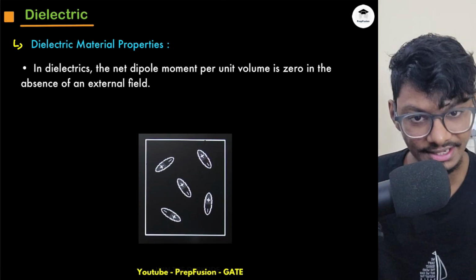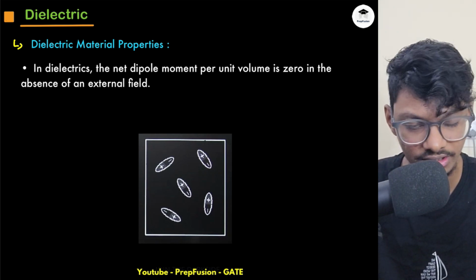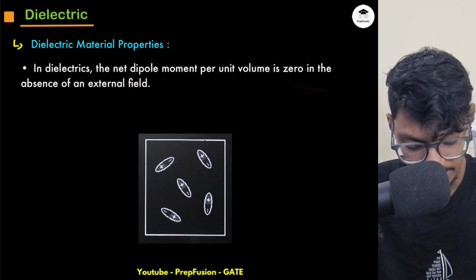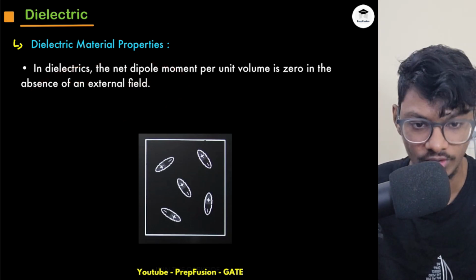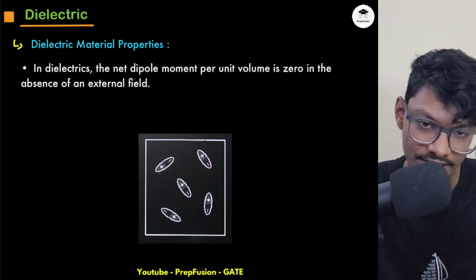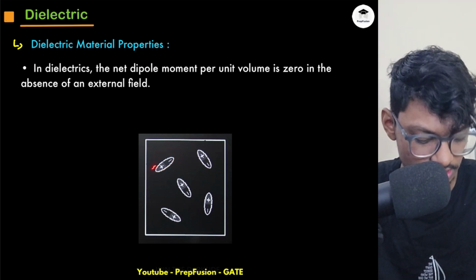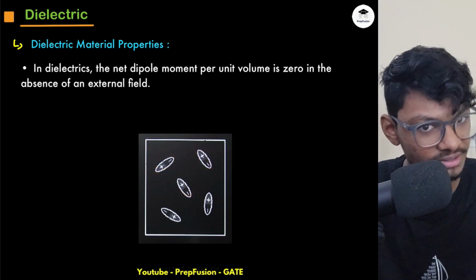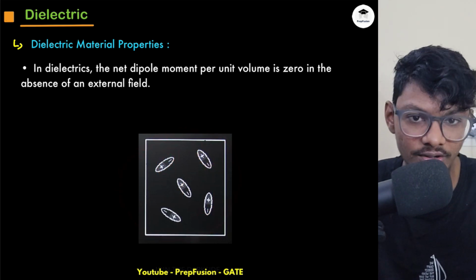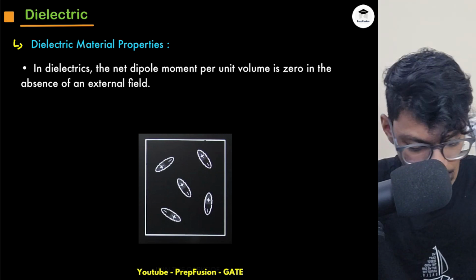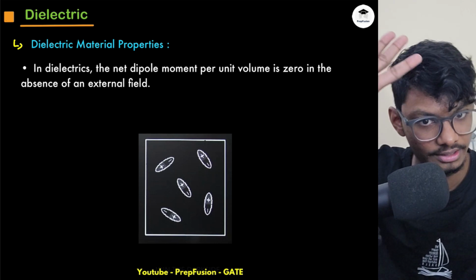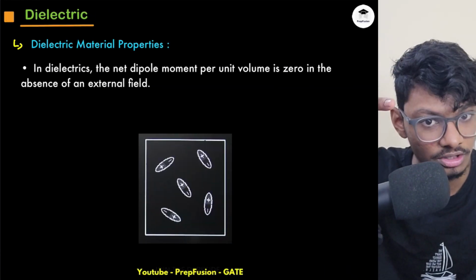In summary, what I wanted to explain is that in dielectrics the net dipole moment per unit volume is zero in absence of an external electric field. Why is that the case? Because in a dielectric there are very few free charges. They are present in pairs, positive and negative, in dipoles, and they will be distorted like this. But the dipole moment due to the non-polar molecules is anyway zero. Due to the polar molecules, the dipole moment is non-zero.